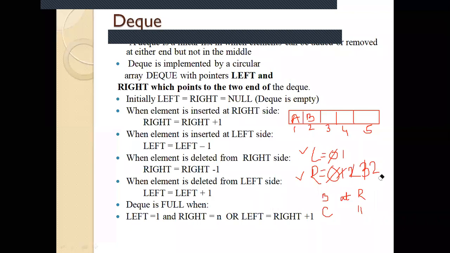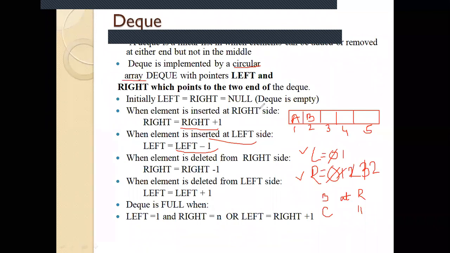Okay, now I'm coming to the left end. Now suppose I'm saying insert at the left end. Whenever you have to insert at the left end, you need to decrement the value of left. So this is just the opposite of the right end. If you want to insert at the right side, right would be incremented by 1. But if you want to insert at the left side, left would be decremented by 1. So right now, left is what? 1.